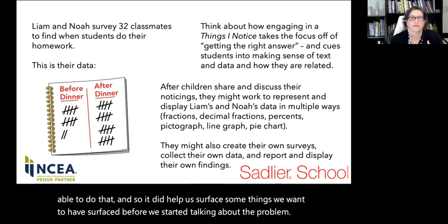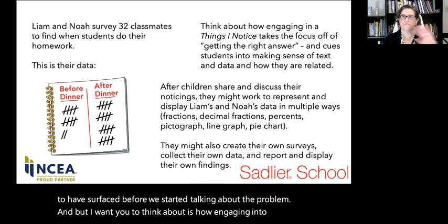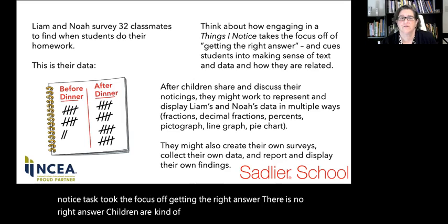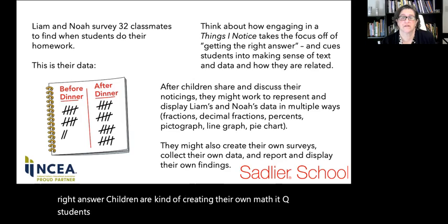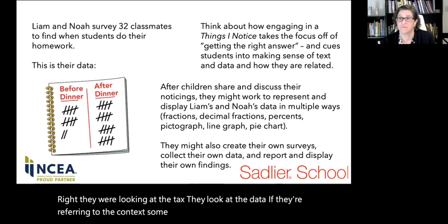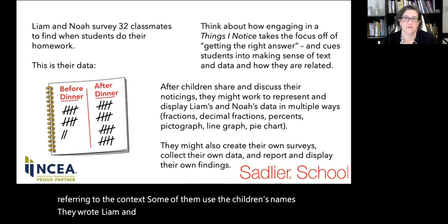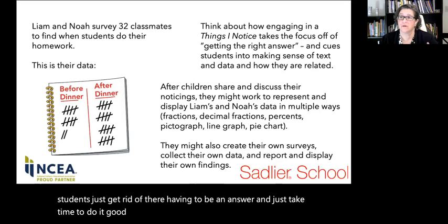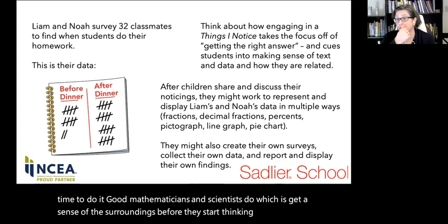And what I want you to think about is how engaging in the things I noticed task took the focus off getting the right answer. There is no right answer. Children are kind of creating their own math. It actually cues students into making sense of text and data and how they're related, right? They were looking at the text, they look at the data. If they're referring to the context, some of them used the children's names. They wrote Liam and Noah. Others didn't. So it helps students get rid of having to be an answer and just take time to do what good mathematicians and scientists do, which is get a sense of the surroundings before they start thinking about what they're supposed to find out about it.